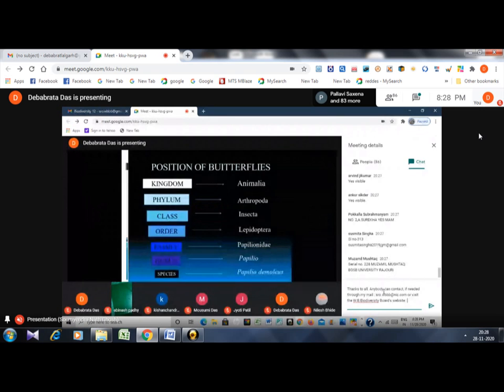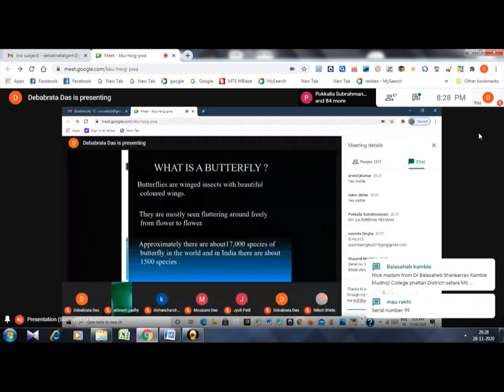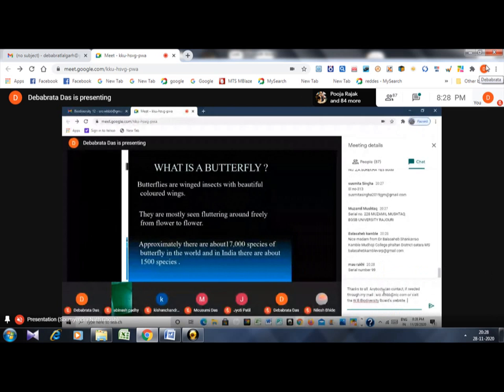So now we come to what is a butterfly. So butterflies are small winged insects which have beautifully colored wings. So that's our common knowledge, right, about butterflies. But butterflies are more than that. And we mostly see butterflies on flowers, floating around freely. But not only flowers, there are also many butterflies that never visit flowers.